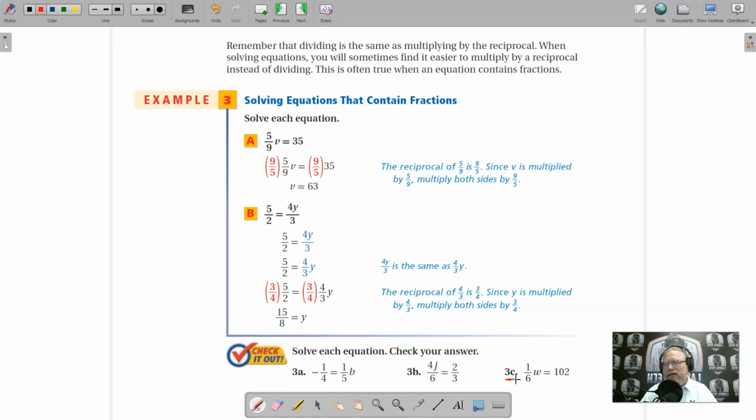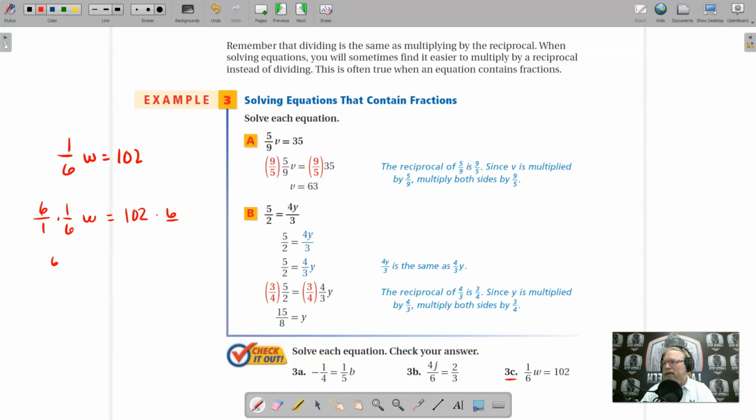We'll do 3c down here. 1 over 6 w equals 102. So we want to multiply by the reciprocal, 6 over 1 times 1 over 6 w equals 102. And I'm going to write this 102 as a fraction, and I'm multiplying it by 6 over 1. So I'm actually multiplying it by 6, right? So let's go ahead and get rid of the fraction, then that would work. So we're just doing 102 times 6.